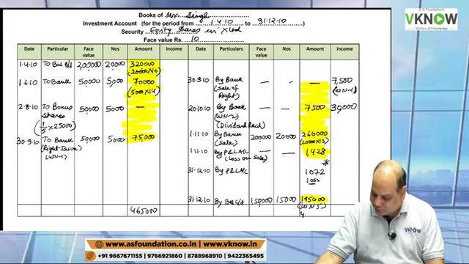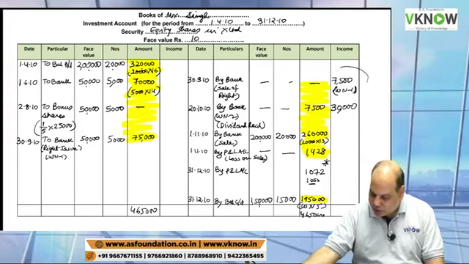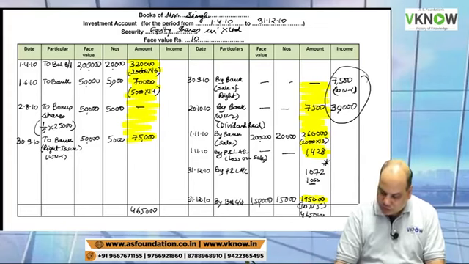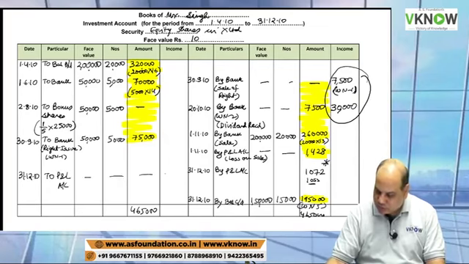This is also 4,65,000. And now you close the income column by writing on the debit side 31/12/10 to P&L account 37,500. This way this investment account will close.